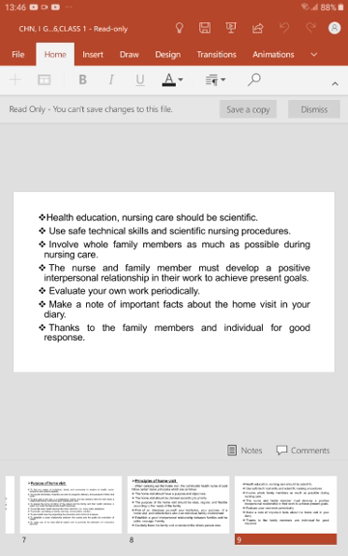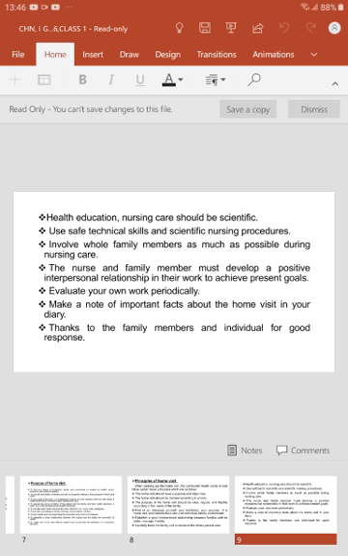Then the nurse and the family members must develop a positive interpersonal relationship in their work to achieve the present goal. If they are communicating in a good way, the community people will also give a good response to the nurses, and they will maintain a good interpersonal relationship. Once you maintain that, whatever questions the nurse is asking, they give the reply in a polite and correct way.